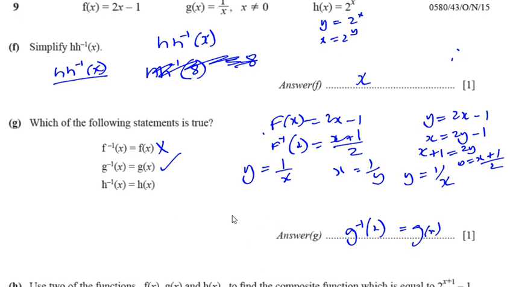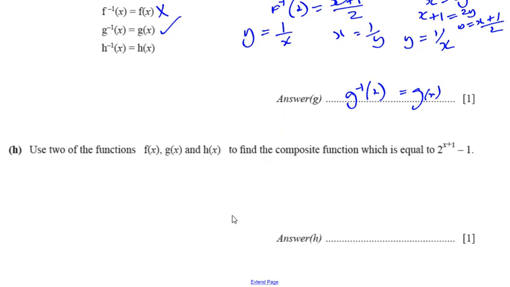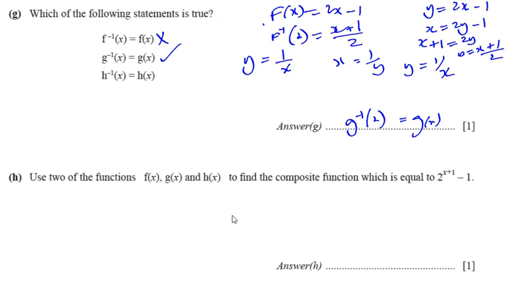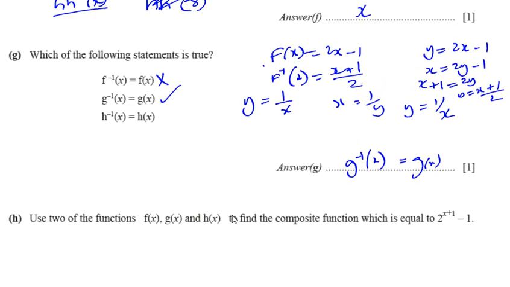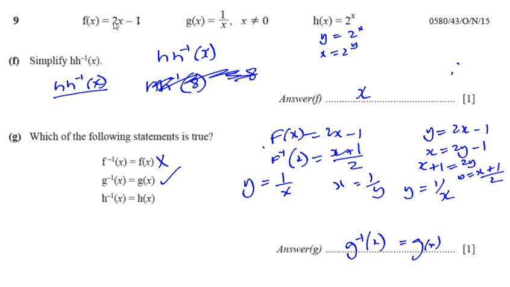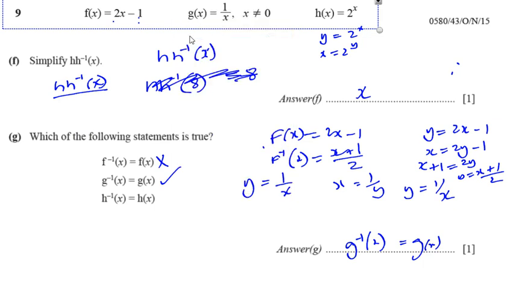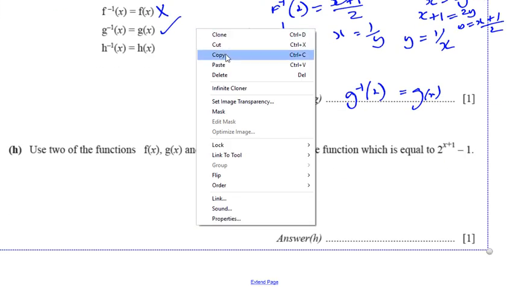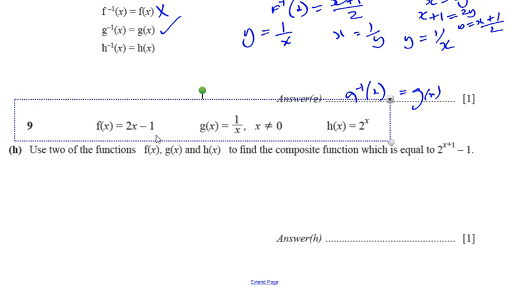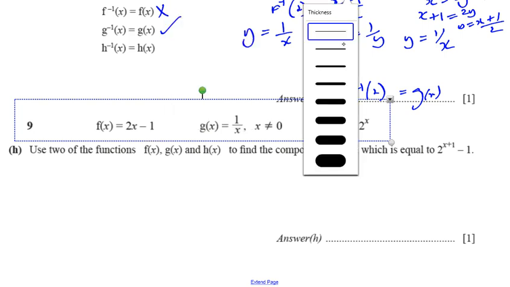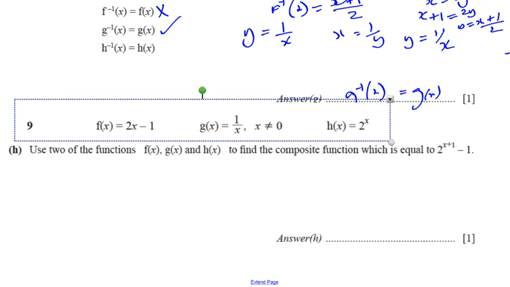So that's part g, and part h says use two of the functions to find the composite function, which is equal to 2 to the power of x plus 1, minus 1. Let me copy this and paste it over here so we can see the question. So it says use two of the functions f, g, and h(x). So you've got to use 2 out of the 3 of them to show which will give you this as a composite.